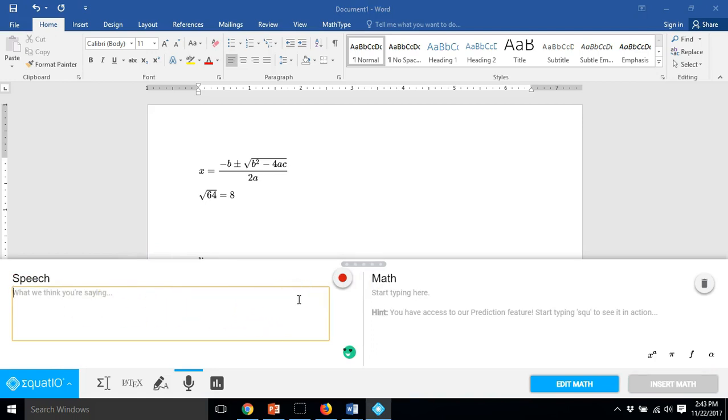Integral of 4x? Do I say the integral? Oh, okay. Integral of 4x. Oh, wait, I didn't type here. Sorry. Integral of 4x.